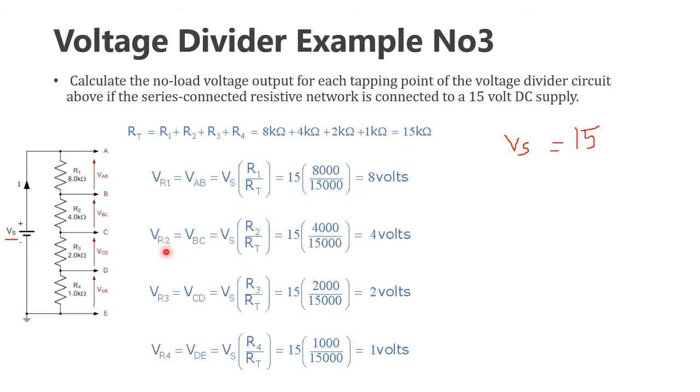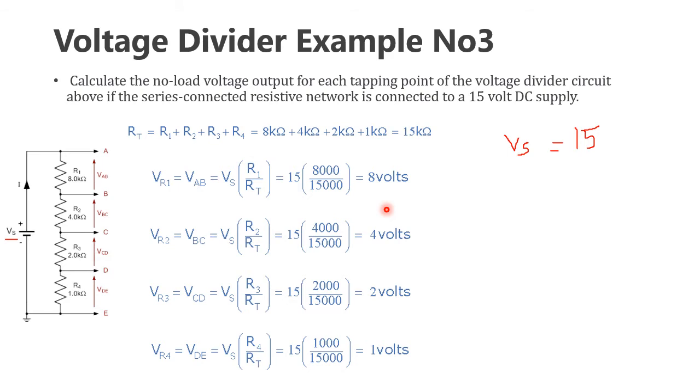Likewise, we can find R2 also. The R2 drop will be 4 volts, R3 will be 2 volts, and R4 will be 1 volt. So for an example, I am asking you a question. If you want 12 volts, what will we do?